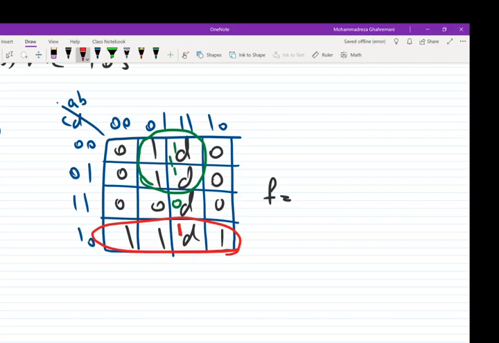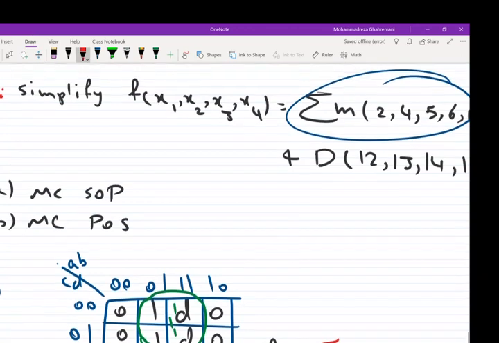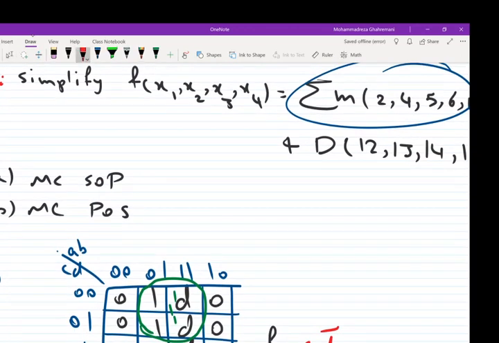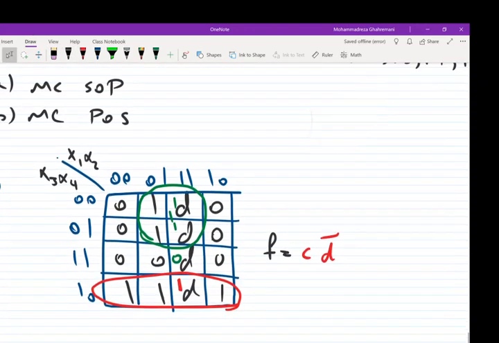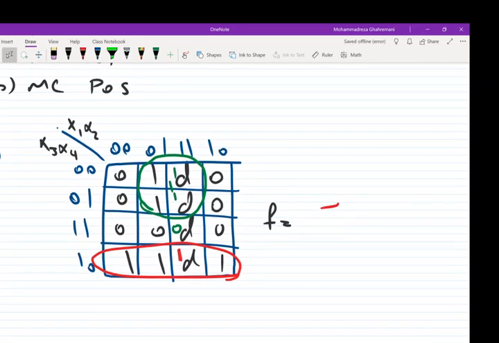For the red group, both A and B are changing for all the minterms, and C is 1 and D is 0, so we say C D bar. Not C D bar, because the problem uses x1, x2, x3, x4. Let's change A, B, C, D to x1, x2, x3, and x4.